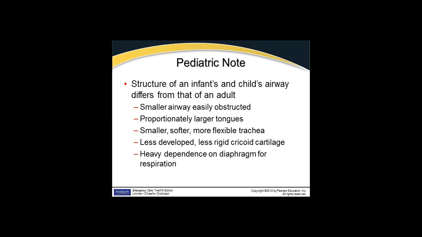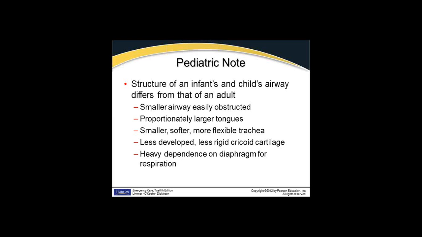Proportionally larger tongues. Remember, they have the big head, and that big head has big structures, and those big structures maybe don't work as well with their related structures, because the neck isn't big, the head is big. So the things in the neck are small, things in the head are big. So if you have a big tongue, it's easier to block a smaller airway. They have a smaller, softer, more flexible trachea.